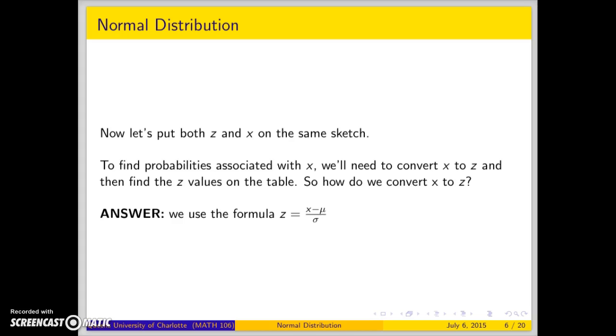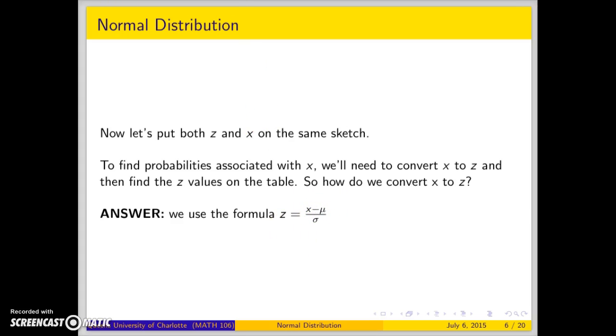Now, in this section, we use probabilities associated with x. So we might want to find the probability that a randomly selected beagle weighs more than 27 pounds. In order to do that, we are going to convert these values of x to the corresponding z values, and then find the z values in the table, just like we did last week. So the question is, how do we convert the x's to z's? Well, we use the formula z equals x minus mu over sigma.